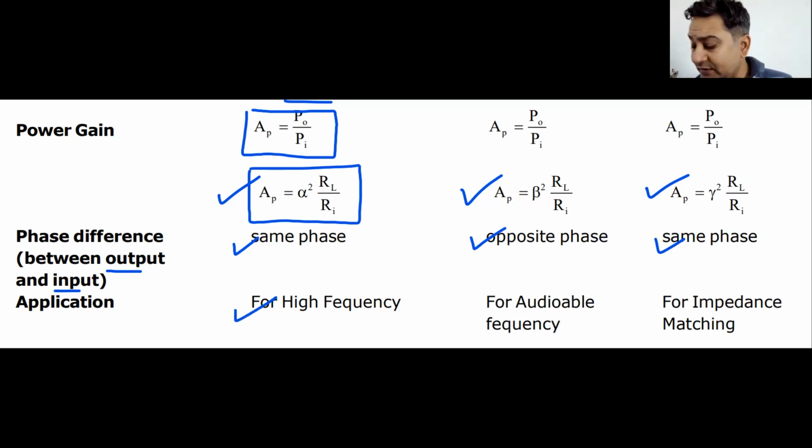Application again, a simple question will come straight away. Common base for high frequency, common emitter for audible frequency, and common collector for impedance matching. Every piece of information that I'm giving you will come in the examination hall. I'll give you a minute to note it down. Once you note it down, you should be able to recollect it easily, and that is the reason for noting it down.